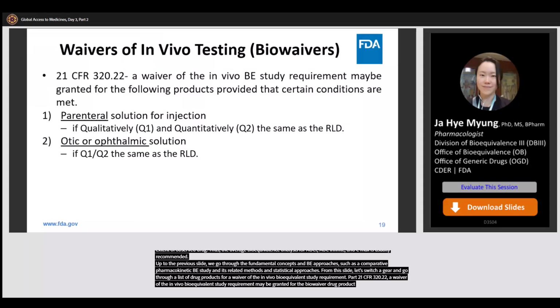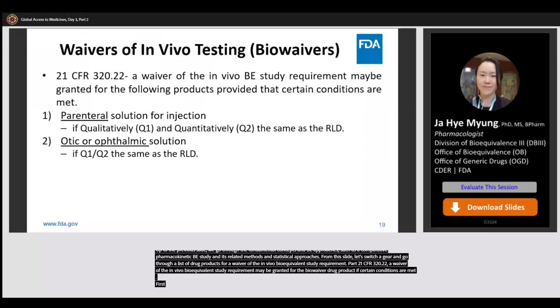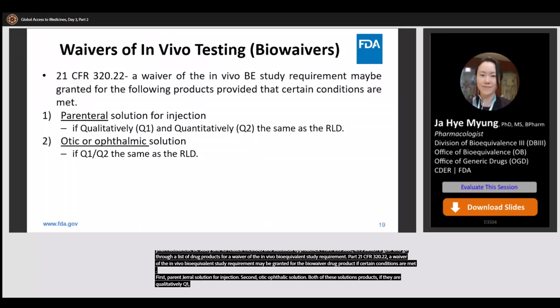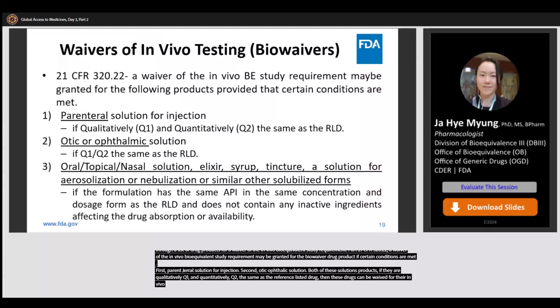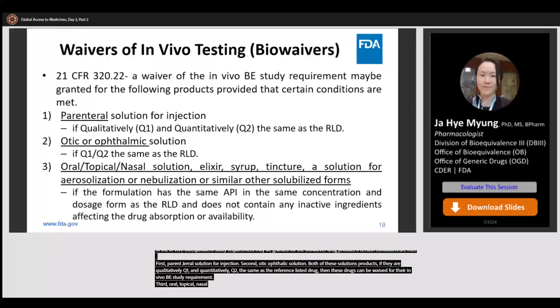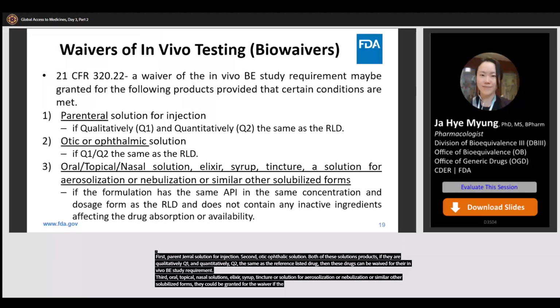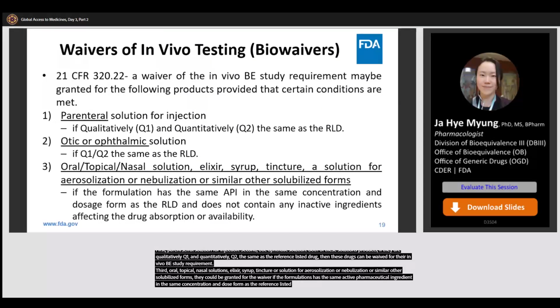First, parenteral solutions for injection. Second, otic or ophthalmic solutions. Both of these solution products, if they are qualitatively (Q1) and quantitatively (Q2) the same as the reference listed drug, can be waived for their in vivo BE study requirement. Third, oral, topical, or nasal solutions, elixir, syrup, tincture, a solution for aerosolization or nebulization, or other similar solubilized forms could be granted a waiver if the formulation has the same active pharmaceutical ingredient in the same concentration and dosage form as the reference listed drug and does not contain any inactive ingredients affecting drug absorption or availability.